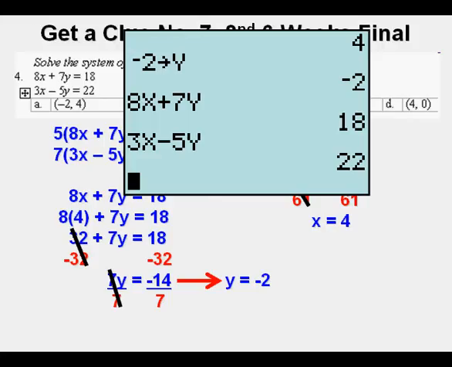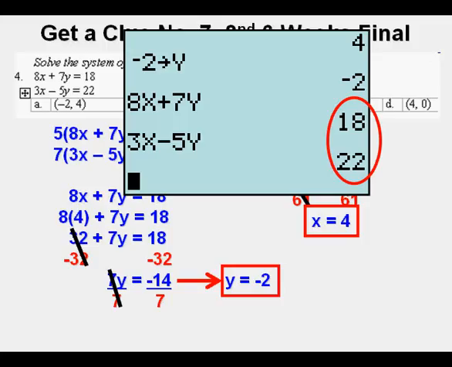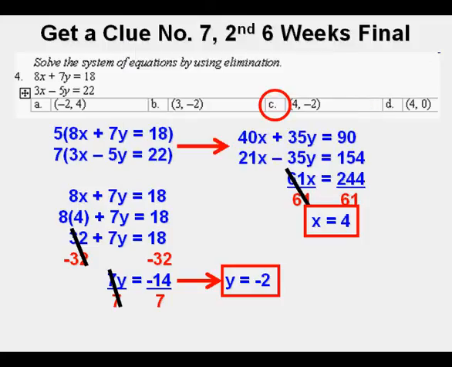We check our answers in the graphing calculator by storing 4 for x and negative 2 for y and entering both equations. And we see that x equals 4 and y equals negative 2 is the solution to this system. So we box in our answers here and choose answer C, 4, negative 2.